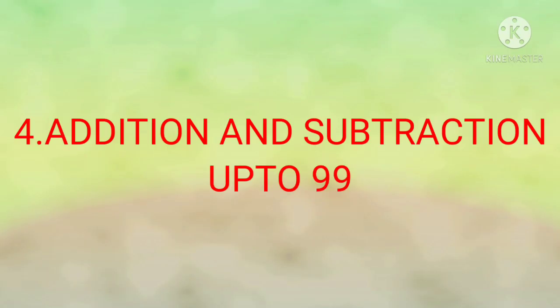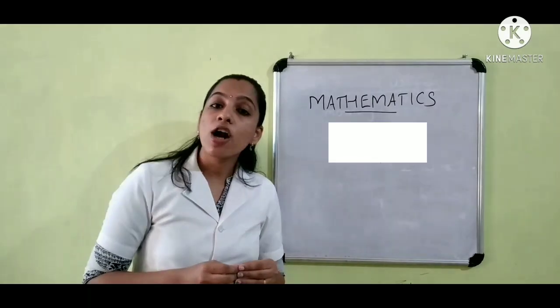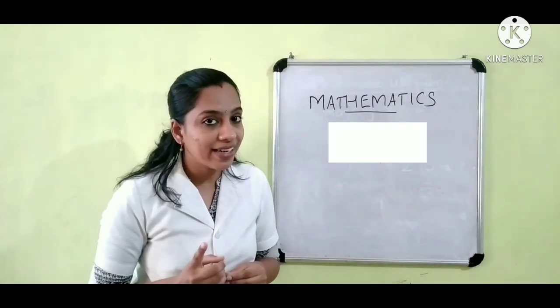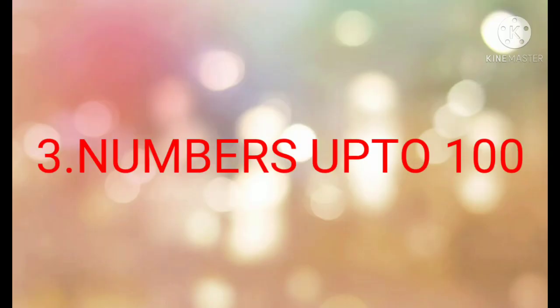In the last class, we revised lesson 4, that is addition and subtraction up to 99. And also I had given one test paper. I hope you all have attended the test paper, right children? Yes. So children, today we are going to revise lesson 3, that is numbers up to 100. Are you ready children? Yes, let's begin.